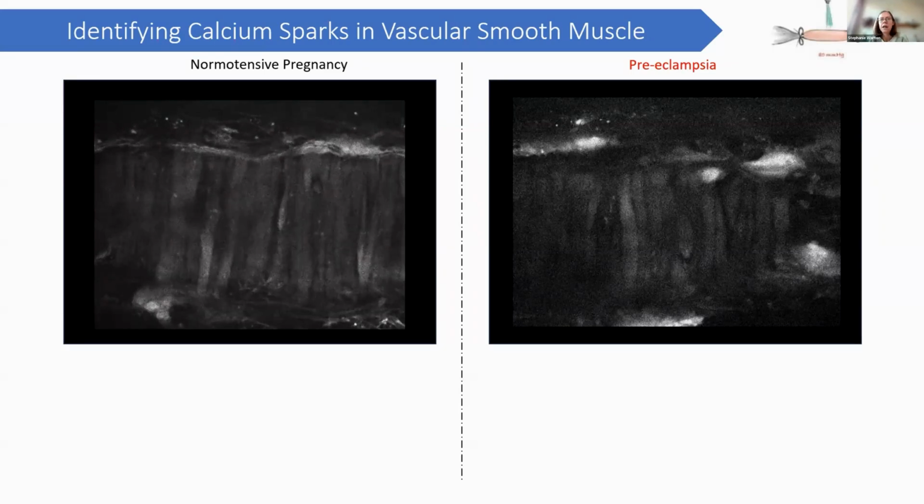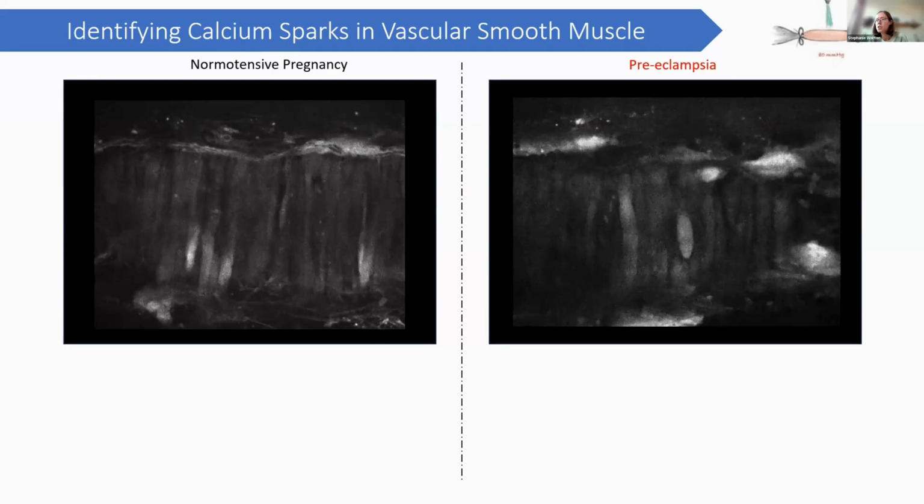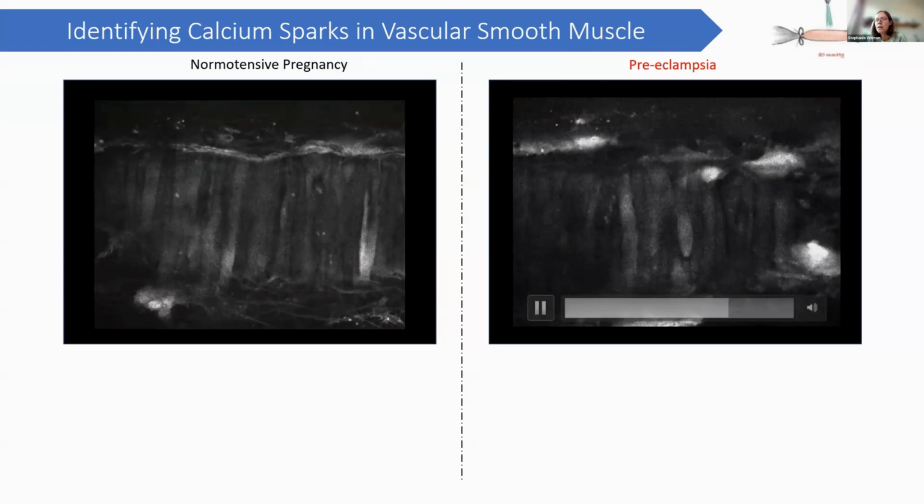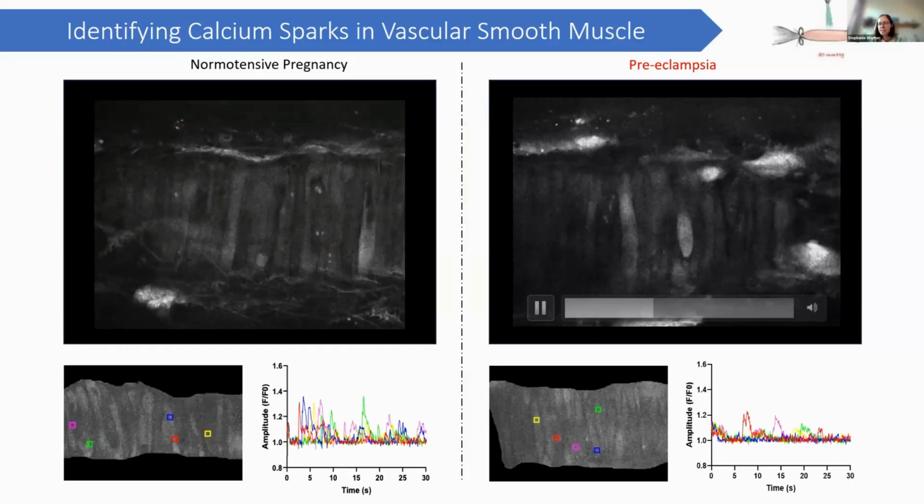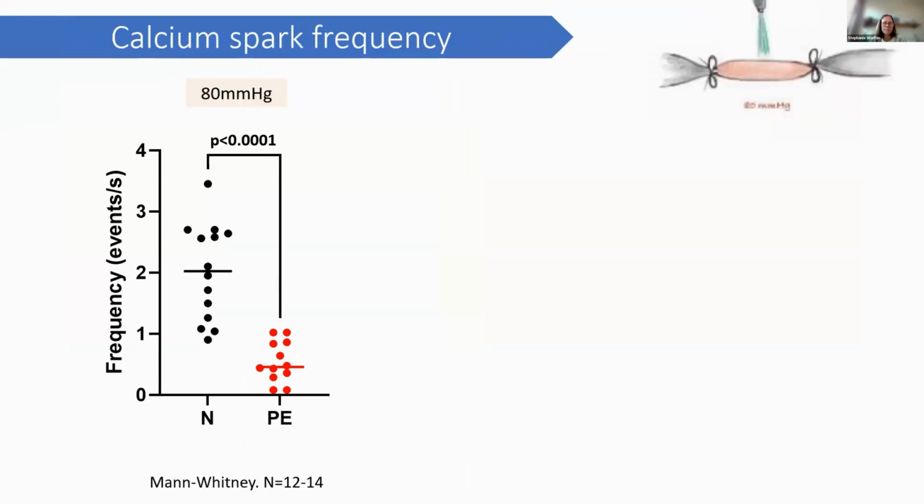Okay, so that's in normotensive pregnancy, and by comparison, in preeclampsia, there's much less firework activity, although you can see some other calcium events. There's a calcium wave going on here. The software objectively measures these, the number of active sites and the frequency of sparks at each site. So in preeclampsia, across the whole cohort, we saw a significant reduction in the frequency of calcium sparks.